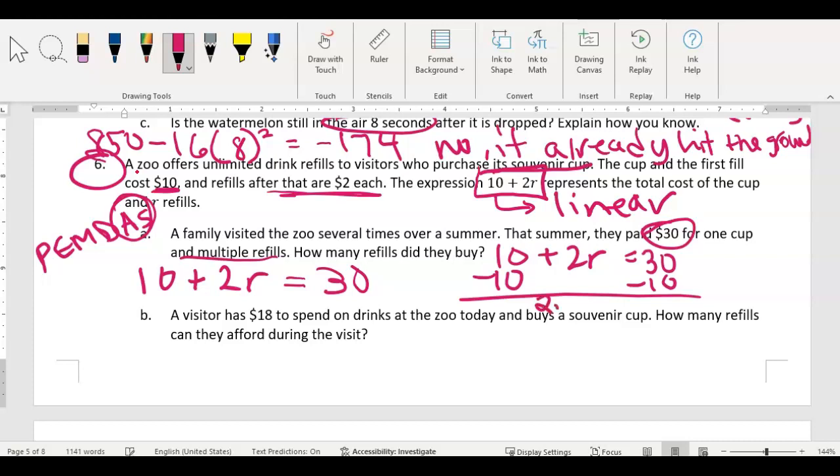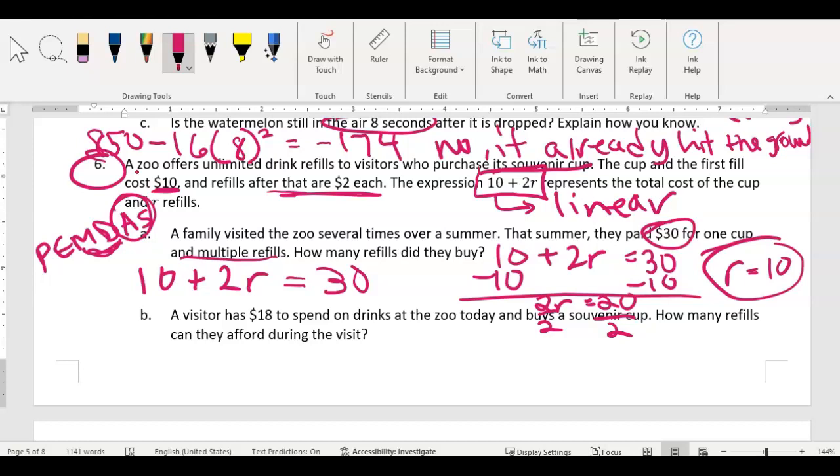And so I'm left with 2r equals 20. Now I'm moving into the multiplication and division section. So I'm going to divide both sides by 2, and I get r equals 10. That means that they bought one cup, they had 10 refills, and therefore they have spent $30.